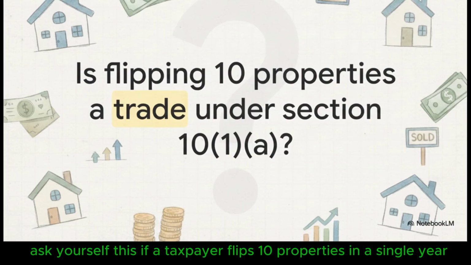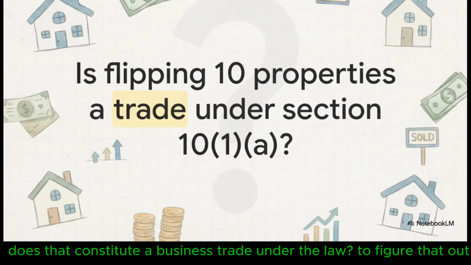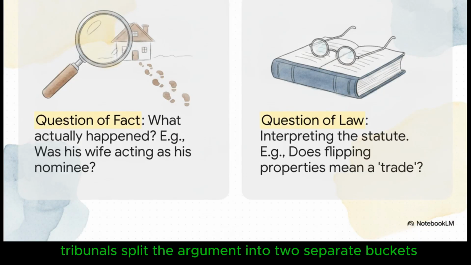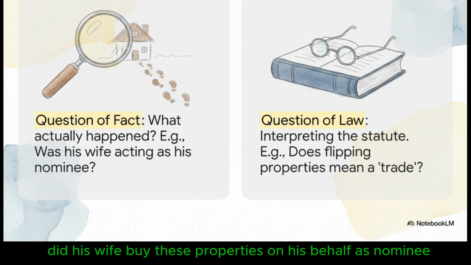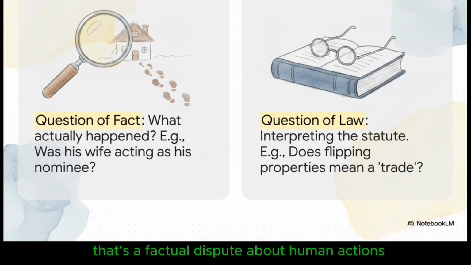Ask yourself this: if a taxpayer flips 10 properties in a single year, does that constitute a business trade under the law? To figure that out, tribunals split the argument into two separate buckets. First, the question of fact. What actually happened in reality? Like, did his wife buy these properties on his behalf as nominee? That's a factual dispute about human actions. Second, you have the question of law. This is about interpreting the statute itself. Does the proven activity of flipping 10 properties legally meet the statutory definition of a trade?